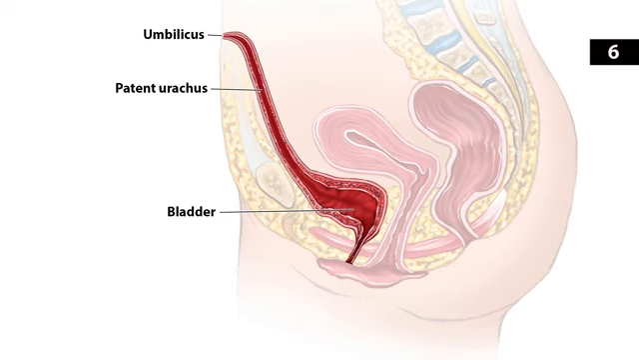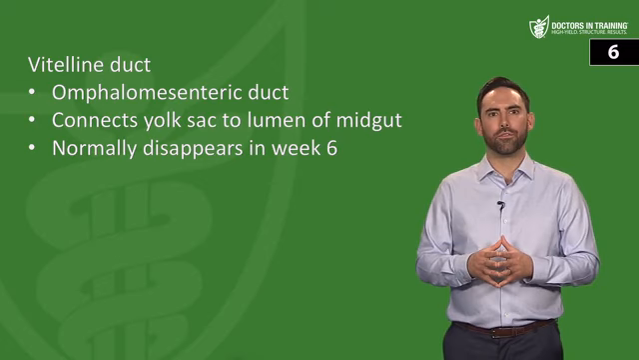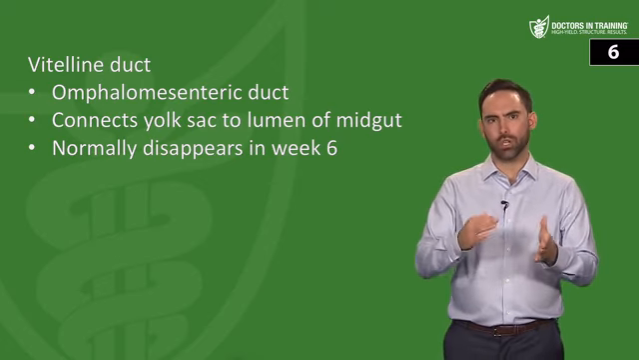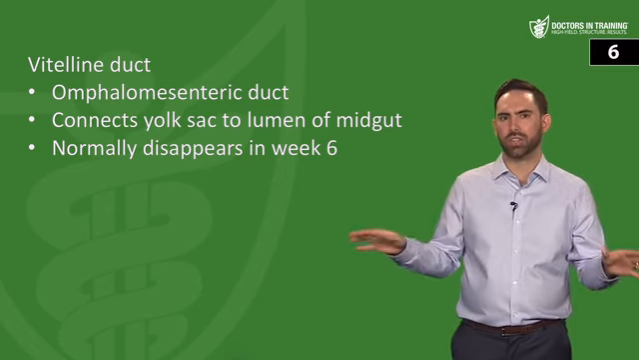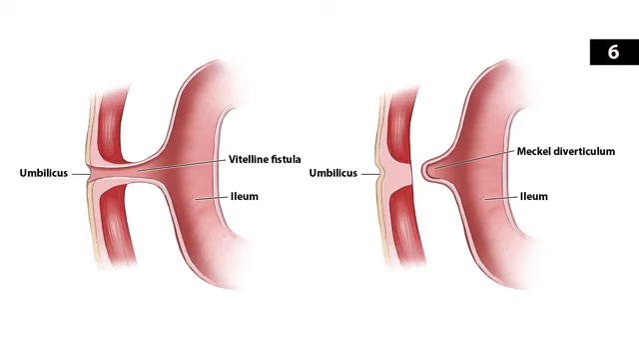The vitelline duct, also called the omphalomesenteric duct, connects the yolk sac to the lumen of the mid-gut. Normally, this connection disappears in week 6 of development. If it remains patent, you get a vitelline fistula, which connects the terminal ileum to the umbilicus. So these infants will have meconium coming from the umbilicus. If there's a small remnant at the ileum, this becomes a Meckel diverticulum, an outpouching of the intestine. These sometimes contain gastric tissue, which can bleed, so these often present as a lower GI bleed.